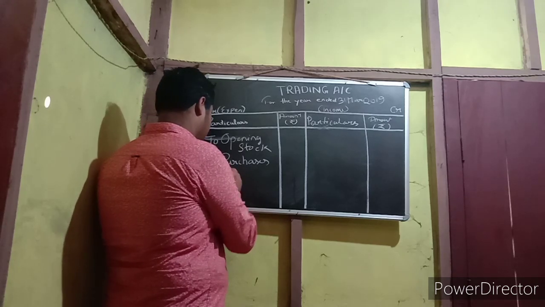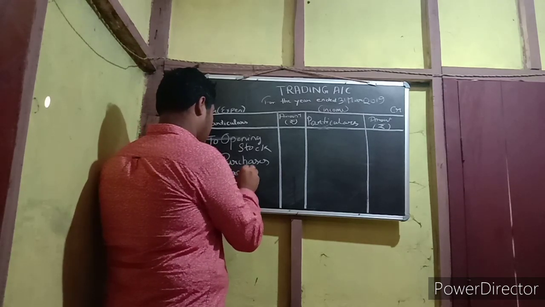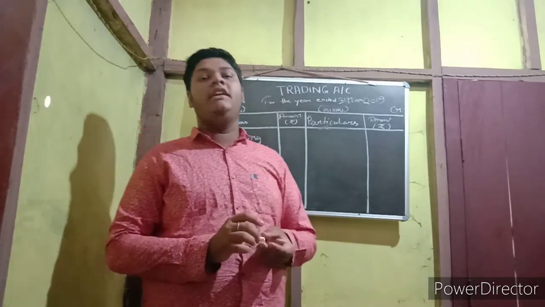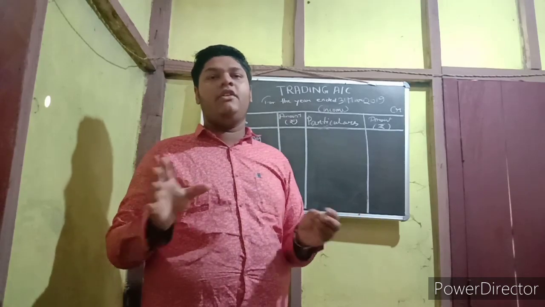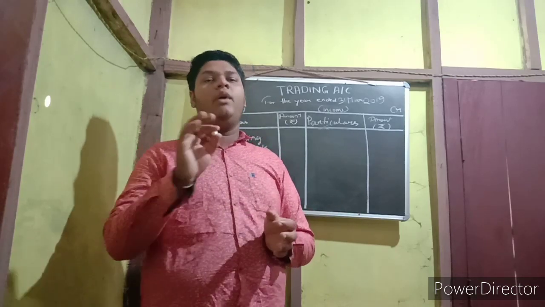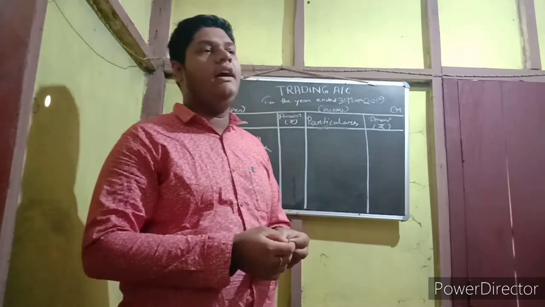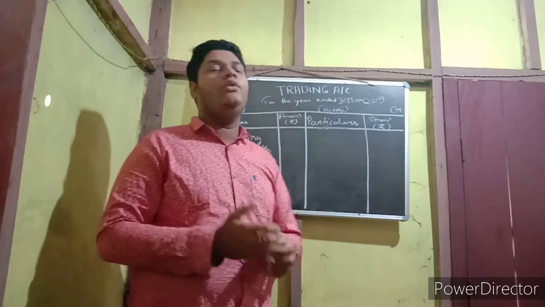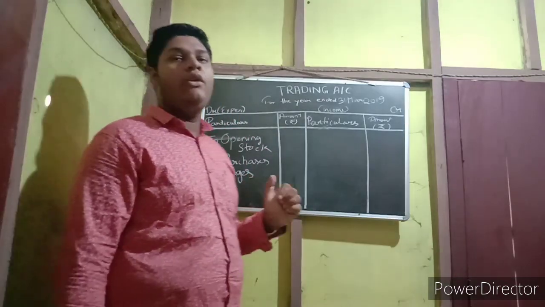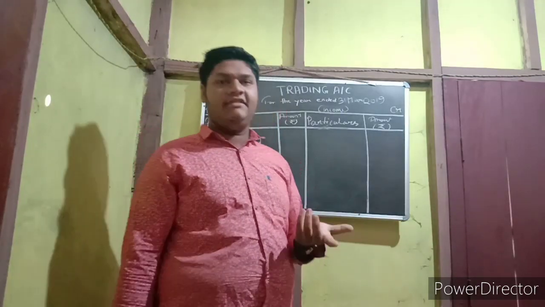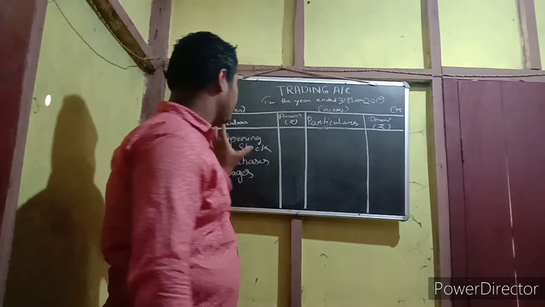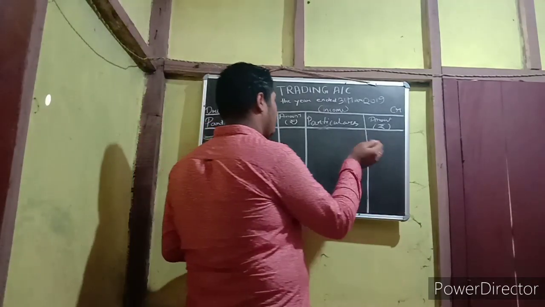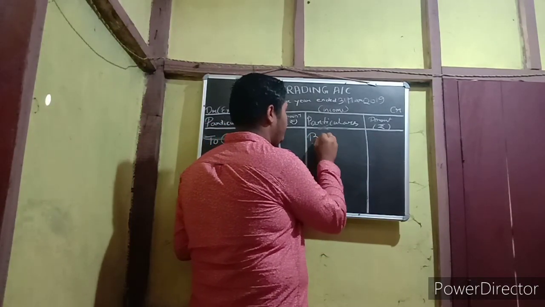Now wages. Wages is used in the sense of salary. When we pay on a monthly basis, it is called a salary. But what we pay one time to some worker, we say it's wages, or in local language we say hajira. So these are a few entries of the debit side. Now I will shift to the credit side.